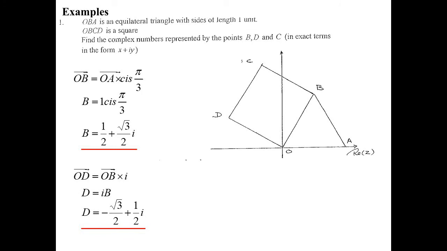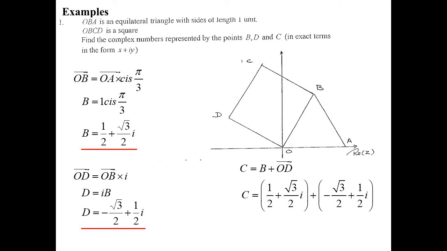Okay, C. How could I get C? Again, I've got several ways I could approach this. Which way did I go? I said from the point B, I'm going to add on the vector OD, and then it should take me to C. I didn't say it was going to be nice, but there it is. B, we said, was a half plus root 3 on 2 i. OD is the same as the point D because it's joined to 0. So we get minus root 3 on 2 plus a half i. There it is in all its glory.